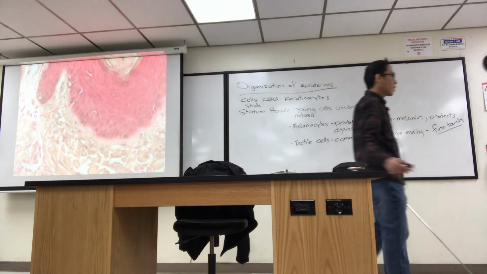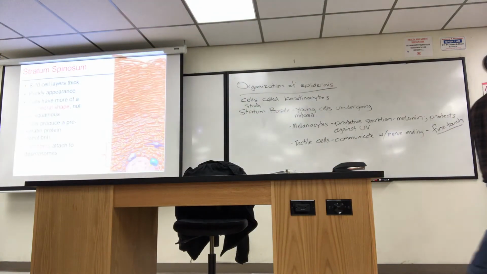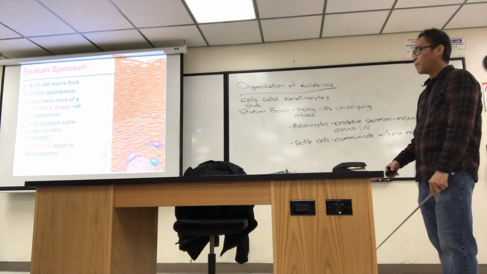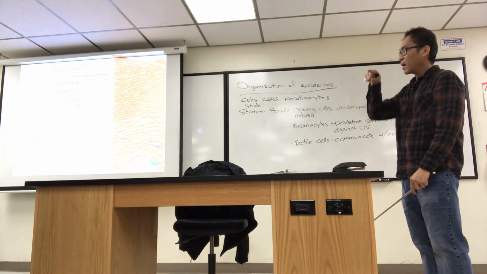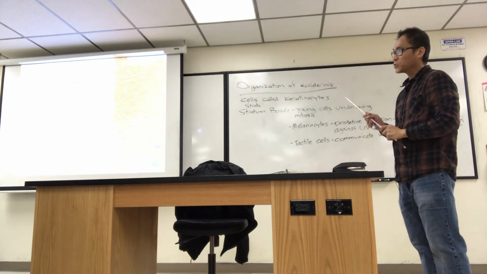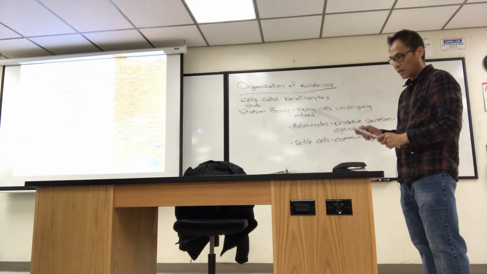All right, the next row, stratum spinosum. Stratum basale is basically the bottom layer, but there are 8 to 10 cell layers within stratum spinosum, the layer above it.